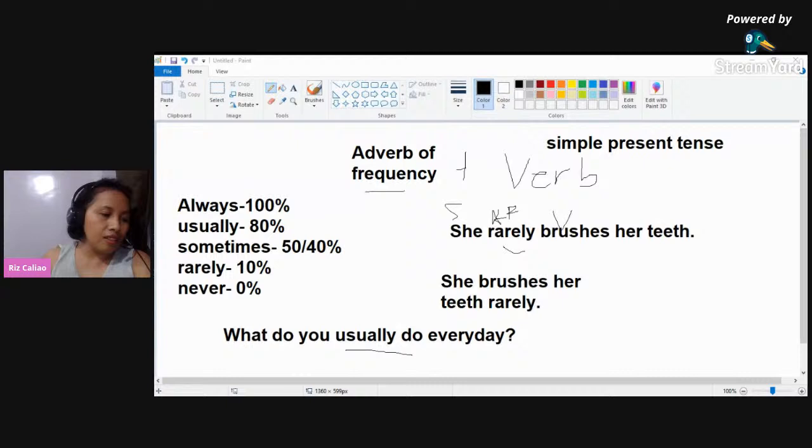Okay, parang na-delay ata yung aking internet. Bakit? Para nag-backward ako.